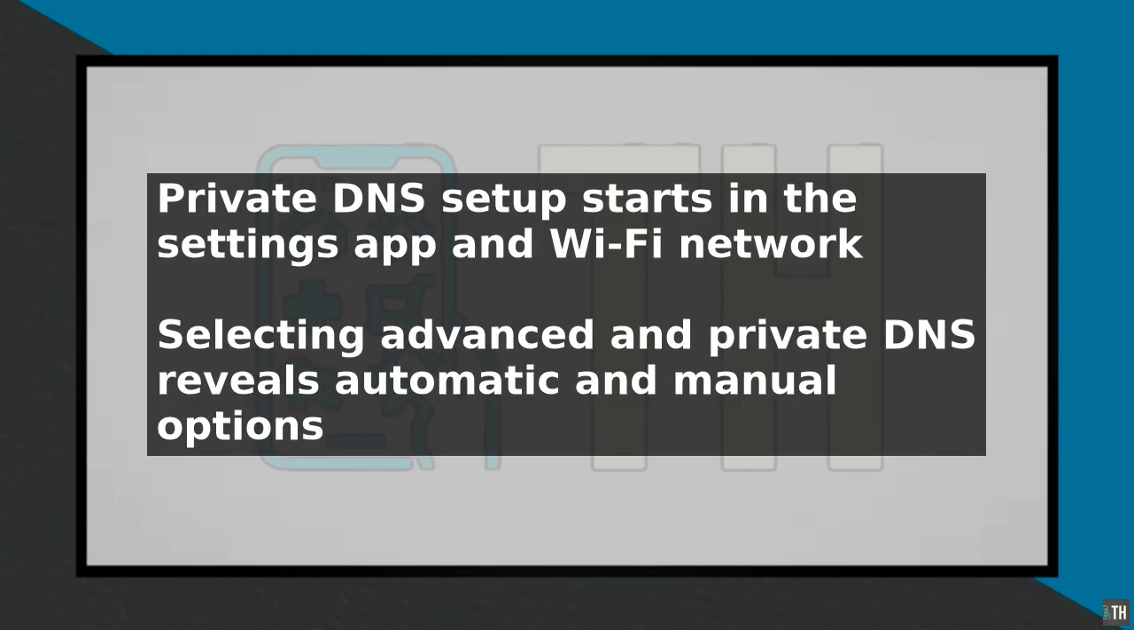To set up a private DNS on your Android device, go to the Settings app and select Wi-Fi and Network. Tap on the gear icon next to your current network connection. Scroll down and select Advanced. Then tap on Private DNS.